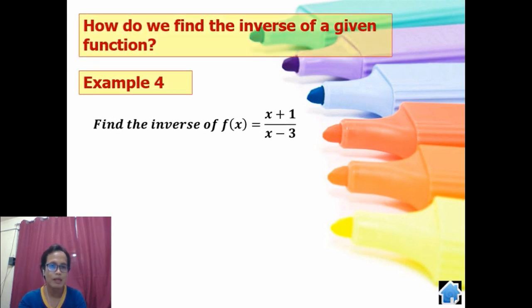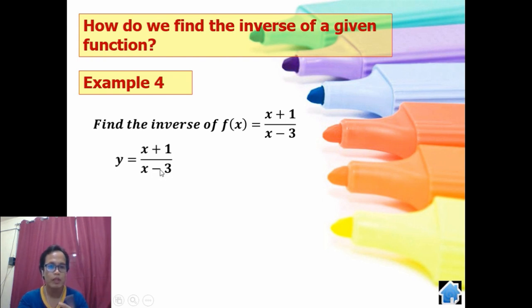For example, hatagan ka ani nga function. F of x equals x plus 1 over x minus 3. So, atong pangitaon ang inverse ani nga function. So, the same step, we follow the same step. F of x, ilisan sa y. So, the equation becomes y equals x plus 1 over x minus 3.